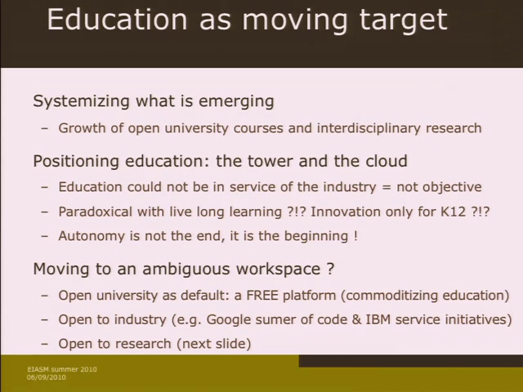And that's where I get to the micro-spinoffs. I think that's one thing we can do with universities. What I'm trying to shift to is more of an ambiguous workspace where you have these open university ideas out there. I mean, that should be the default. We should commoditize education. It should be free and open for everything. That's old school, we already did that. But we can shift more to get it open to industry and open to research. I think I gave some examples of that.